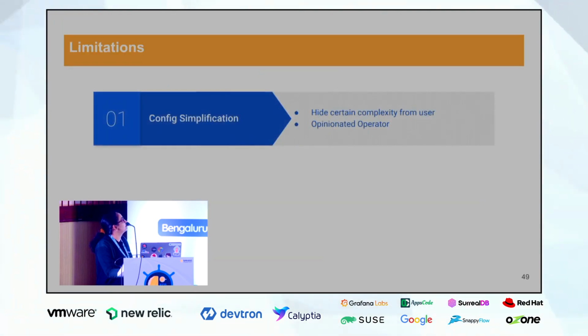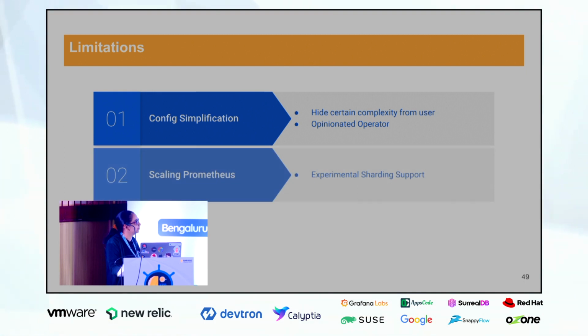Now let's see what the limitations of the operator are. It hides certain complexity from the user. Mostly when something goes wrong, users find it difficult to identify where the problem is. And it's an opinionated operator, so you can decide if you want to deploy it using that, but we do have a lot of people using this. That's why we have like 8K stars.